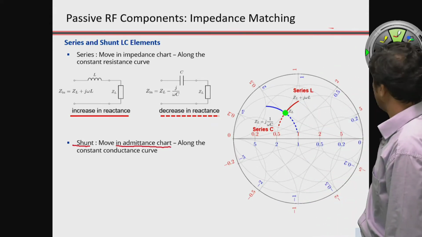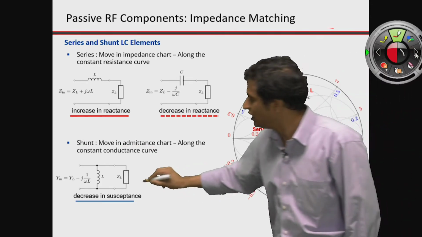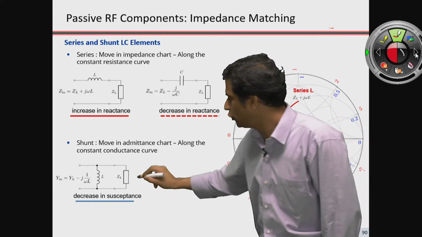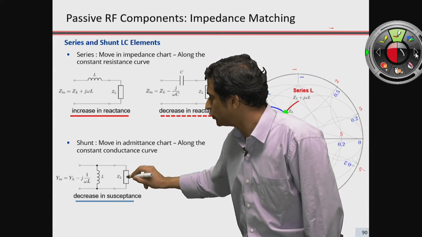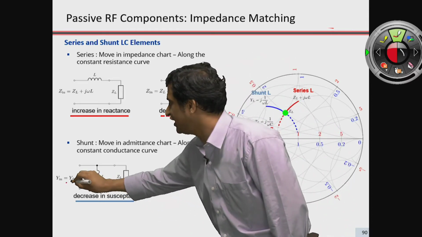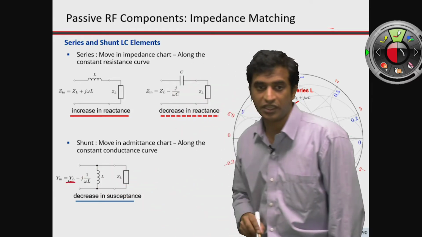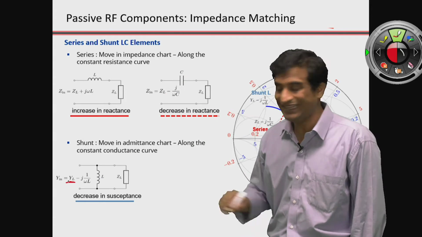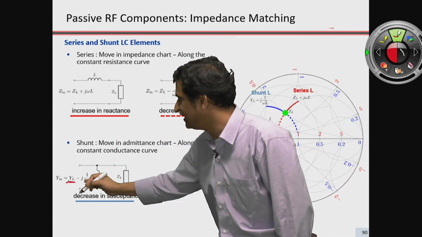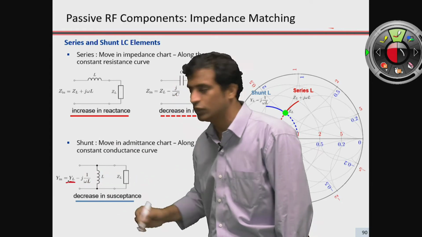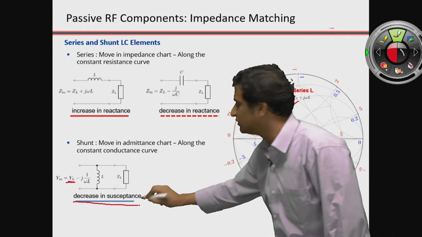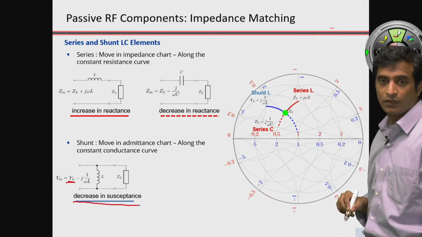So let's take a look at an inductor when it is connected in parallel to a particular load. The load impedance is ZL, so its corresponding admittance is going to be YL. But when we connect this inductor in parallel, we know that the inductor has a positive reactance, but in terms of admittance, it is negative. It is minus j over omega L. Since it's minus, there is a decrease in the susceptance.